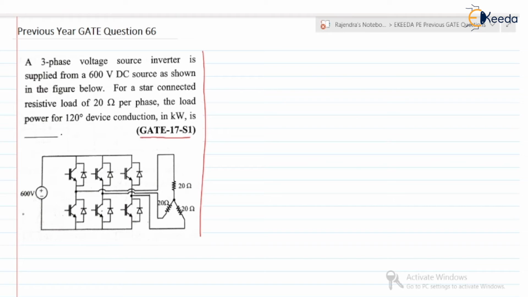So the input voltage is given, it is 600 volt. So we can write E_DC is equal to 600 volt. Conduction is 120-degree conduction mode and R is 20 ohm. R is equal to 20 ohm. And our task is to find the load power.